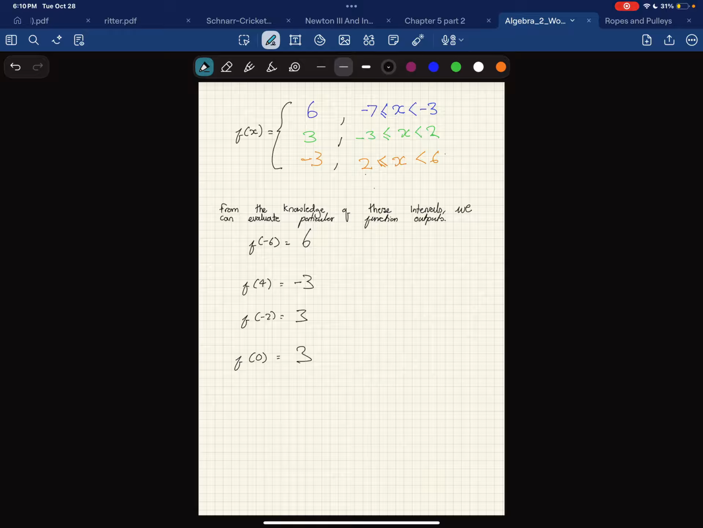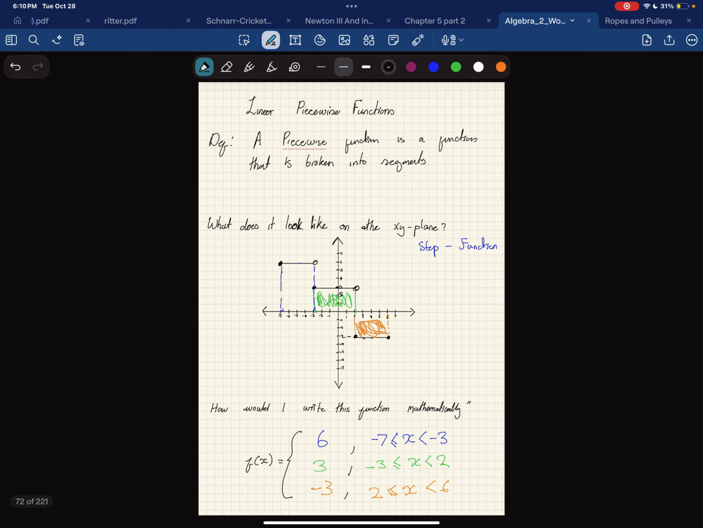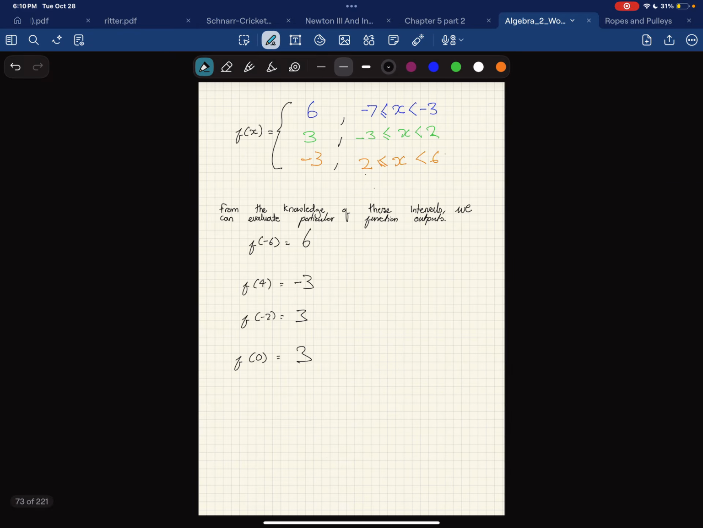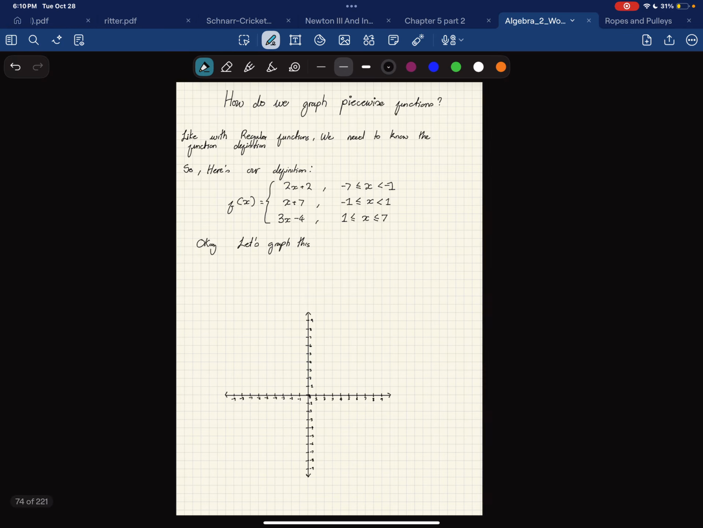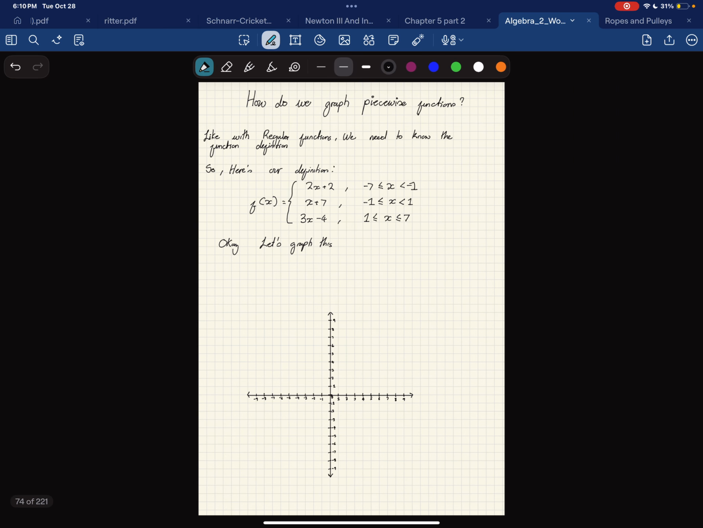Now let's try a more complex example. This example was very easy. All right, step functions are the easiest piecewise functions to deal with because everything is just direct. What if we have multiple functions? What if our function definition looks like this? All right, let's start by graphing it.